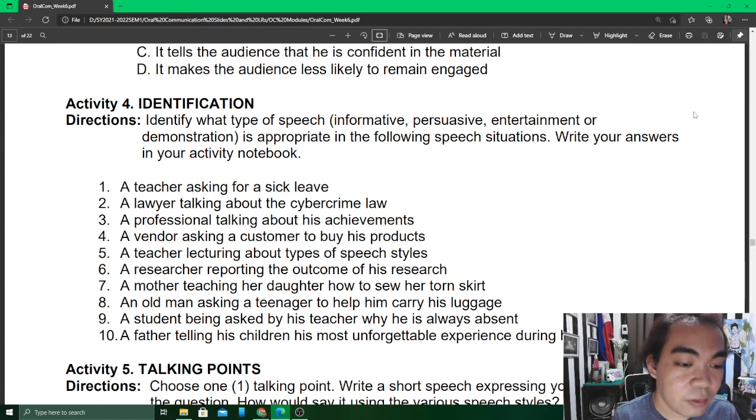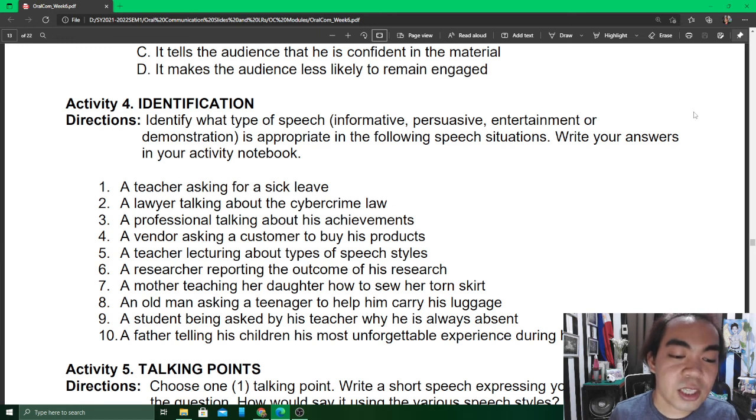A teacher is asking for a sick leave from his authority, meaning inferior to superior, that is persuasive. Kaya nag-ask siya, nagapangayo siya sa consideration. Number 2, a lawyer talking about the cybercrime law for the purpose of information. 3, a professional talking about his achievements, perhaps for the purpose of information or for the purpose of entertainment. Number 4, a vendor asking a customer to buy his products, persuasive because you're asking the customer to buy.